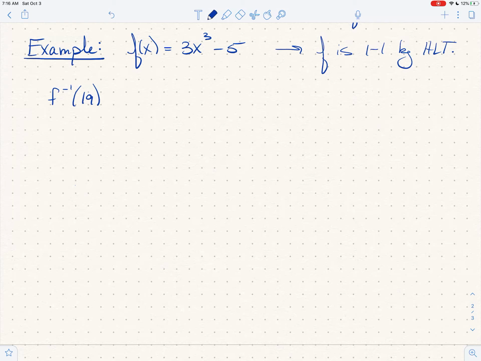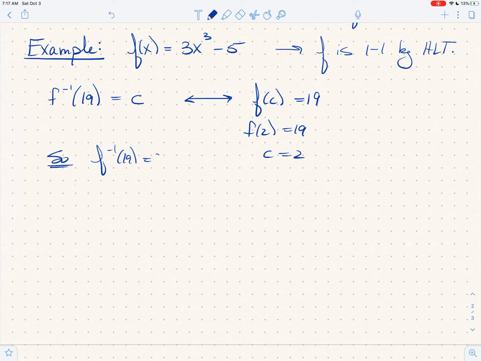I don't know what f inverse of 19 is, but I know that it exists because f has an inverse function. I'm going to call it c, and I realize that my definition above says whatever f inverse sends 19 to, which we're calling c, f has to send c back to 19. I look here and I realize, hey, if I plug in 2 for x, I get 8, times 3 is 24, minus 5 is 19. Oh look, f of 2 is 19, so c has to be 2. And so the point is f inverse of 19 equals 2.